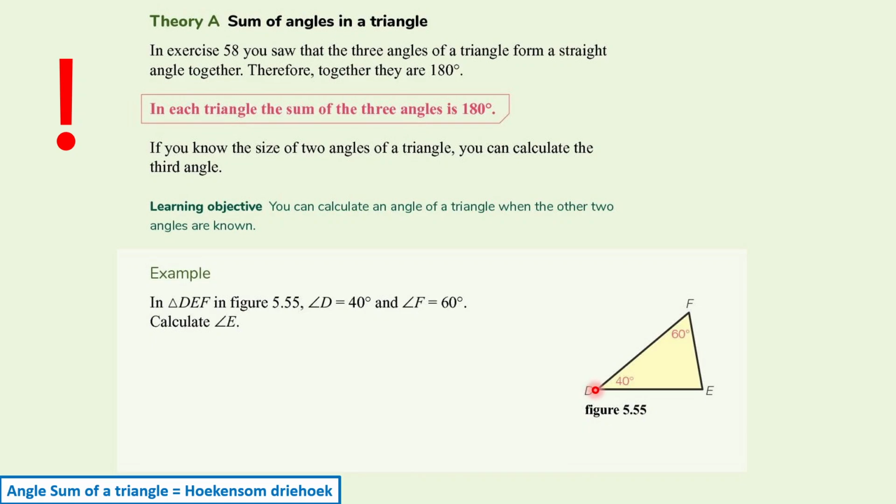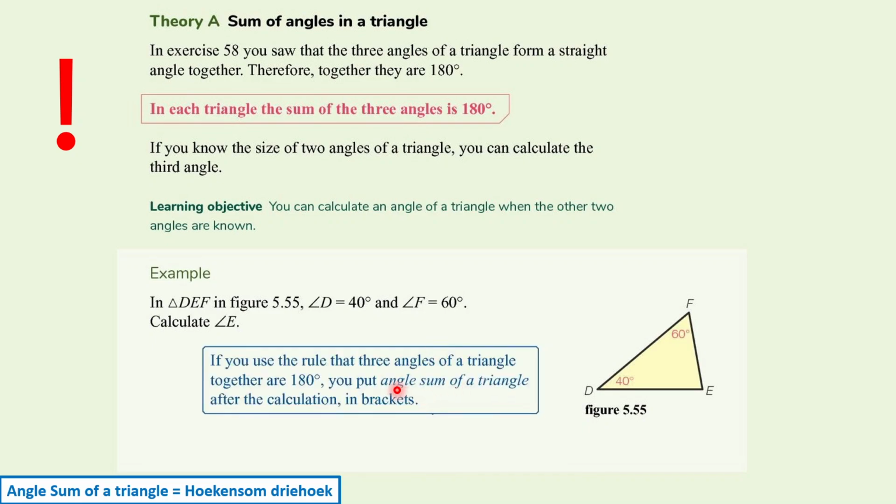Some people say now 80, and I say, well, 80 what? 80 degrees, what is 80? Angle E, how did you find that number? So still go through the motions and write down what you do. And here, if you use the rule that the three angles of a triangle together make 180, you have to put that angle sum of a triangle as a rule inside brackets at the end as well. So here you get angle E is 180 minus 40 minus 60 is 80 degrees, because then 40 plus 60 plus 80 is 180.